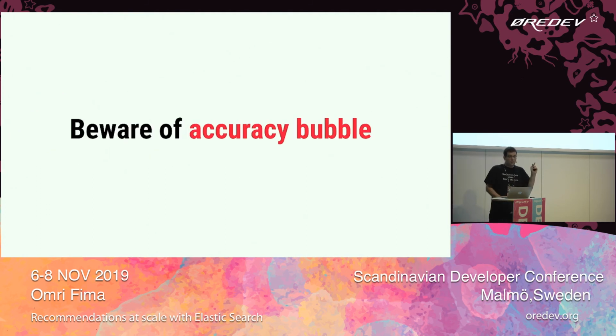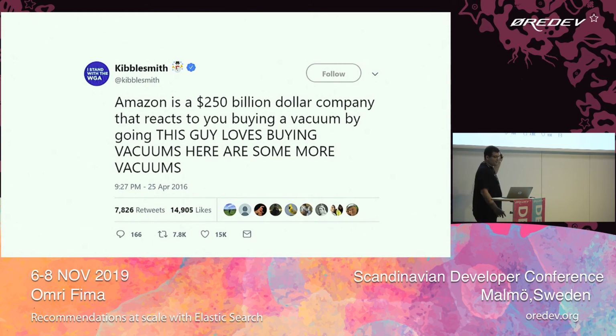But when you measure things, there's something you need to be aware of. It's called the accuracy bubble. Usually when you measure only one metric, for example relevancy or CTR, you might get a result like this. I believe you all have had this experience: you're buying a refrigerator at Amazon, and for the next 4 years, you're getting more recommendations for more refrigerators, because that's exactly what you need today. And that's the accuracy bubble.